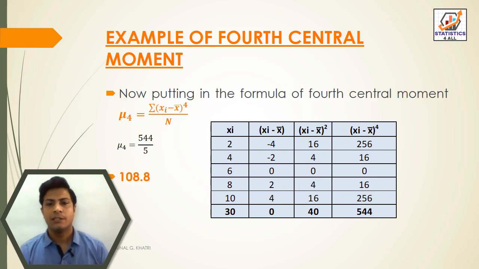Now putting in the formula of the fourth central moment, that is mu4 is equal to sigma (xi minus x bar) raised to power 4 divided by n. Here sigma (xi minus x bar) raised to power 4 is equal to 544, and n is equal to 5. So we put in this formula 544 divided by 5, that is equal to 108.8.